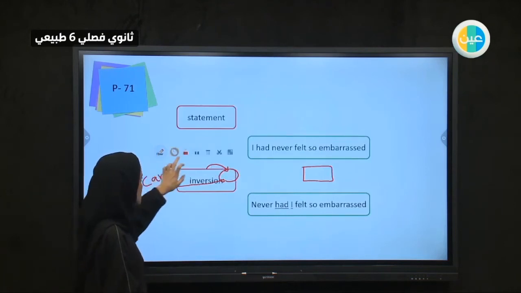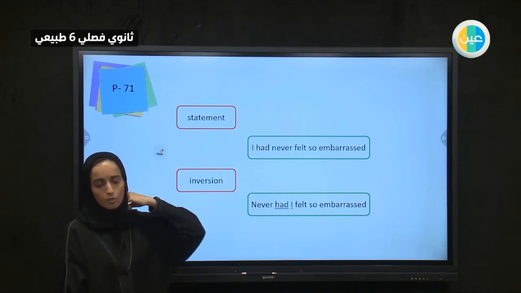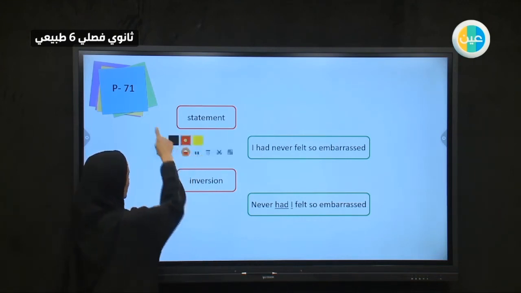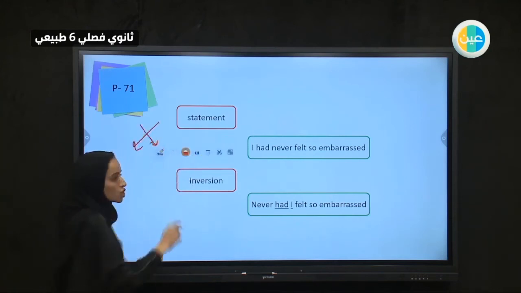The other thing, which is the easy one, which is the inversion form, the inverted form. The idea of inversion depends on the idea of criss-cross, changing the order.